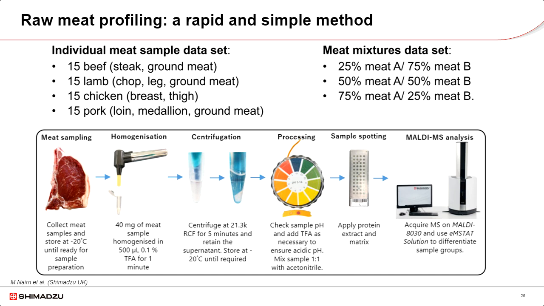The analytical method is simple and fast. The sample preparation is minimal, and it consists of a microscale extraction of the proteins by a simple homogenization of the meat in acidified water. The protein aqueous extract is then analyzed on the benchtop MALDI-8030 instrument, followed by multivariate analysis with the Shimadzu EMStat solution software. The pure meats used to obtain the differentiation were beef, lamb, chicken, and pork, while the adulterations were simulated by spiking a certain type of meat with another one in quantities from 25 to 75%.